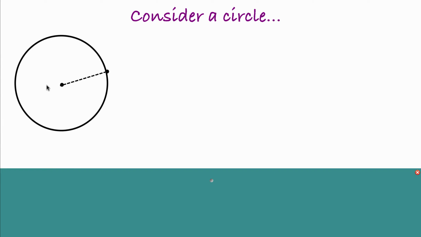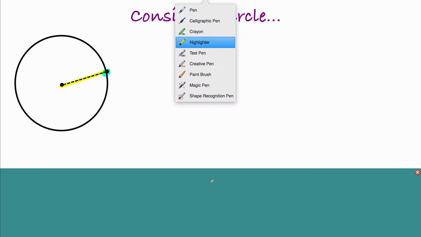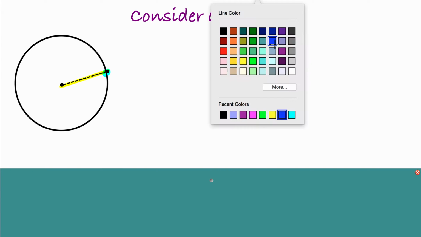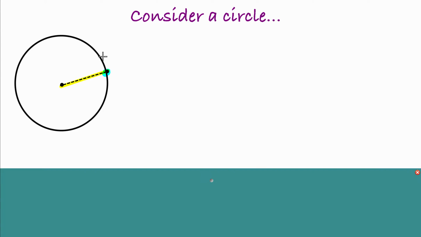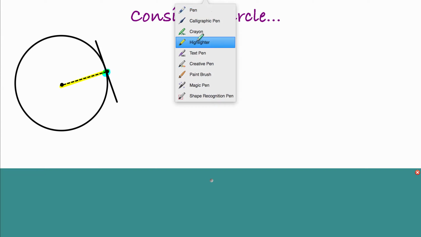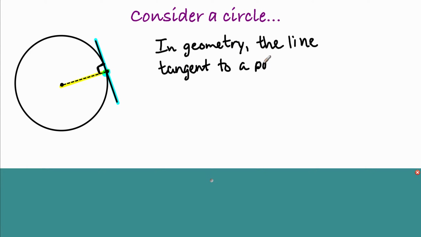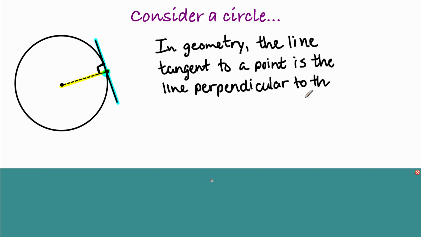Consider a circle. Oh look, there's one. Here's a circle and its radius from the center to this particular point on the circle. Let's draw a tangent line to that point, also known as the point of tangency. Recall, you learned in geometry that a tangent line is a line that is perpendicular to the radius of the circle. Ooh, tangent line.